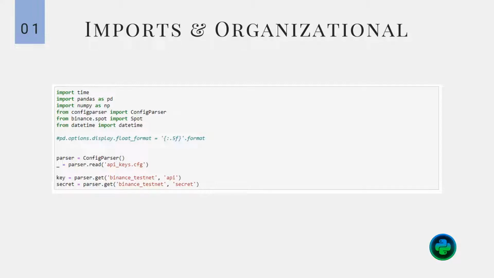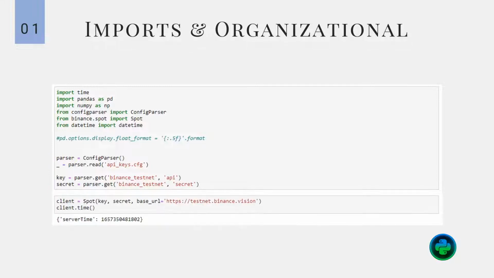So those are the imports we need, and here on the bottom you can see I simply get my Binance API and secret key. If you don't know how you can store your keys or even passwords securely, check out the video that will pop up now.